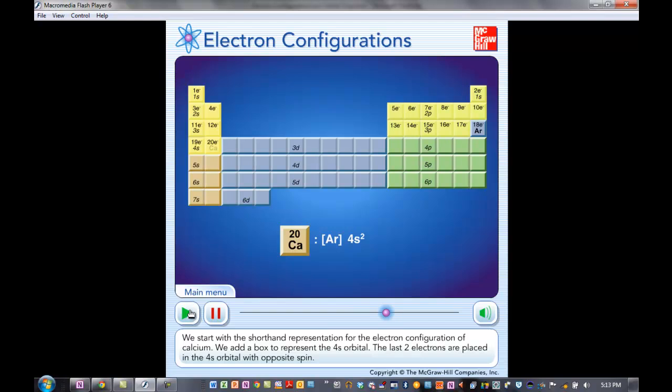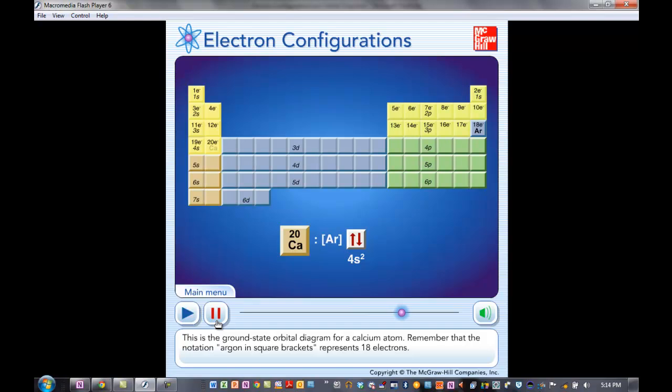I think we're going to do the shorthand configuration here as well, for the electron configuration of calcium. We add a box to represent the 4s orbital. The last 2 electrons are placed in the 4s orbital with opposite spin. This is the ground state orbital diagram for a calcium atom. Remember that the notation argon in square brackets represents 18 electrons.